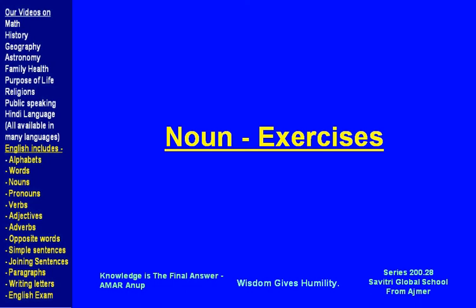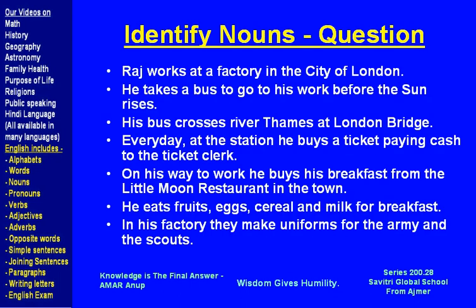Now let's do some exercises on the nouns. This is the first question. Pause your video here. Identify nouns in these sentences and write them down on a paper. When you have finished writing down the nouns on the paper, restart the video to continue to check your answers.